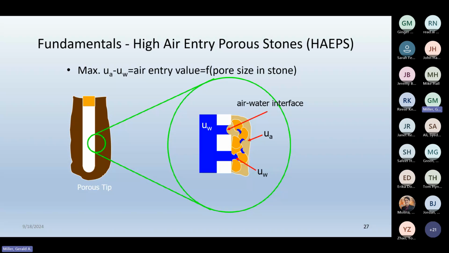They range from about 100 kPa up to about 1500 kPa, which is the limit for your standard type of high air entry porous stones. So you can sustain a pressure difference of about 1500 kPa with the highest air entry stone that's available.